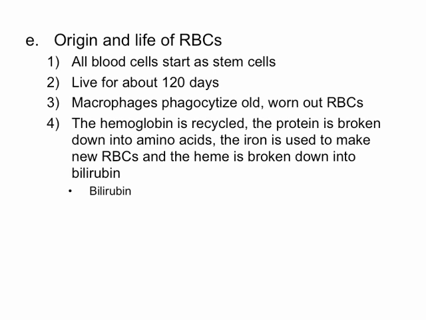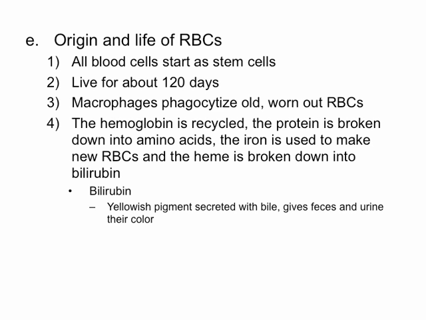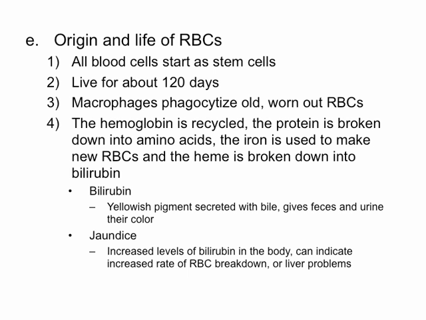Bilirubin is a yellowish pigment that's secreted with bile, and it's responsible for giving your urine and your feces its color. You may have heard of a condition called jaundice. Jaundice is when you have increased levels of bilirubin in the body. It can indicate problems because of increased red blood cell breakdown, or it can indicate liver problems.